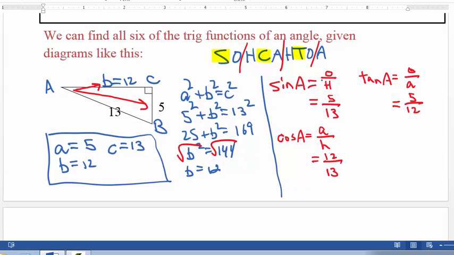So the tangent of A is 5/12. The cosine of A was 12/13, and the sine of A was 5/13. All right. So those are the three basic ones, right? That's where SOHCAHTOA comes from: sine, cosine, and tangent.